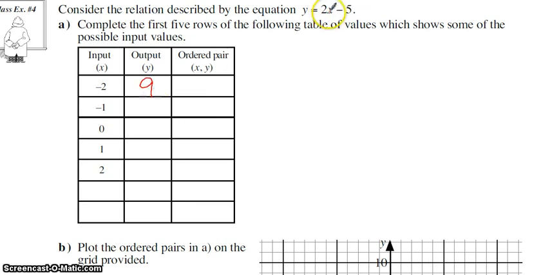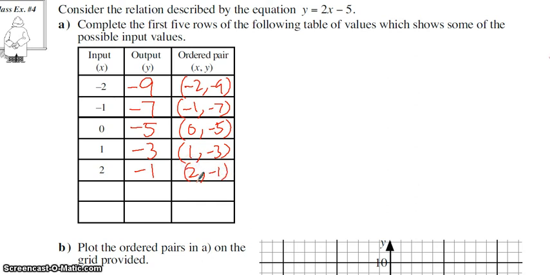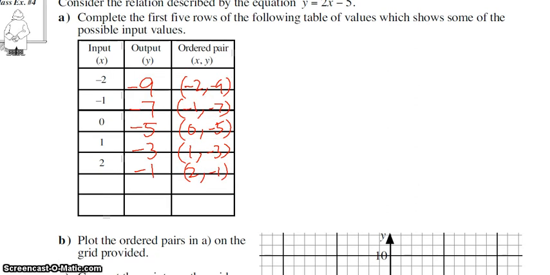Okay, plug in a -1, and you get -7. Plug in a 0, you get -5. Plug in a 1, 2 minus 5, -3. Plug in a 2, 4 minus 5 is -1. Okay, and then X and Y become your ordered pair. So you can just rewrite them like this. Okay, so this is your ordered pair, and now you can put that in a graph.